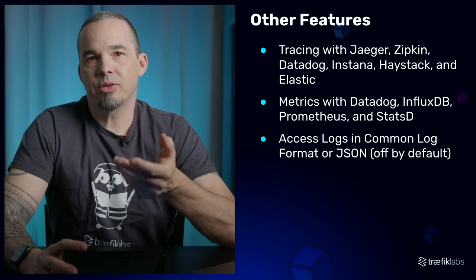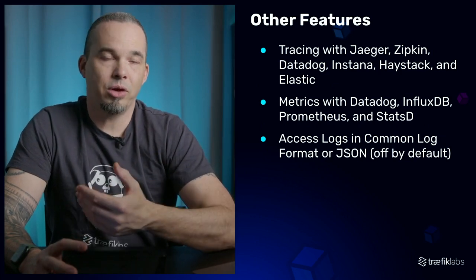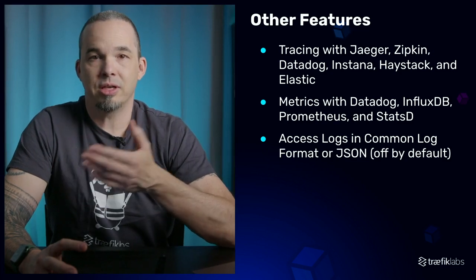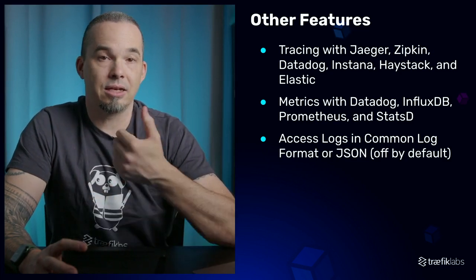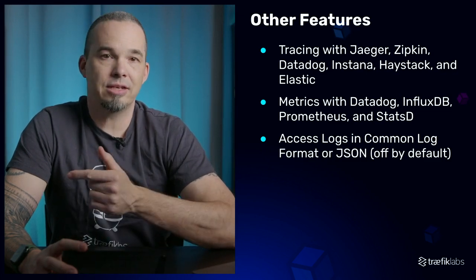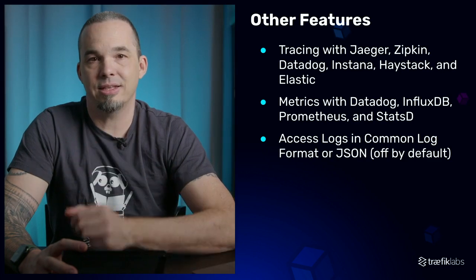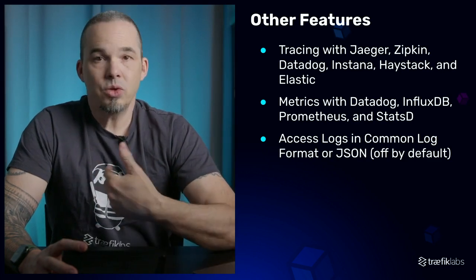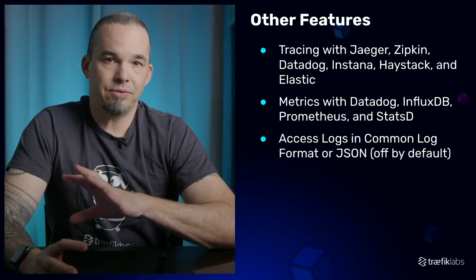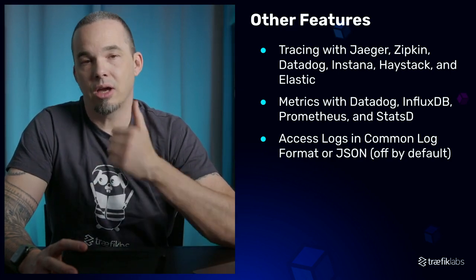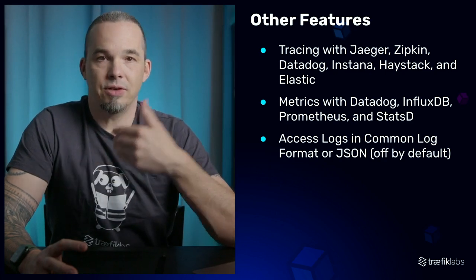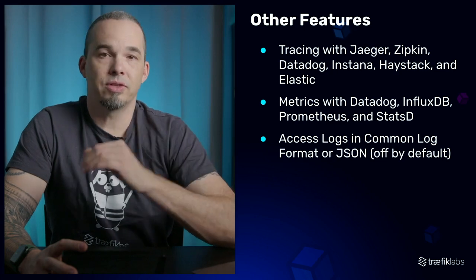Traffic Proxy can do other things that we won't get into in this class, but I want you to be aware of them. It comes with support for dynamic tracing with Jaeger, Zipkin, Datadog, Instana, Haystack, and Elastic. It will also expose metrics for use with Prometheus, Datadog, InfluxDB, and StatsD. Finally, you can write logs to a file or standard out. Log shipping is off by default, but if you turn it on, you can get logs in common log format or in JSON. The options to activate and configure each of these are also part of the static configuration.